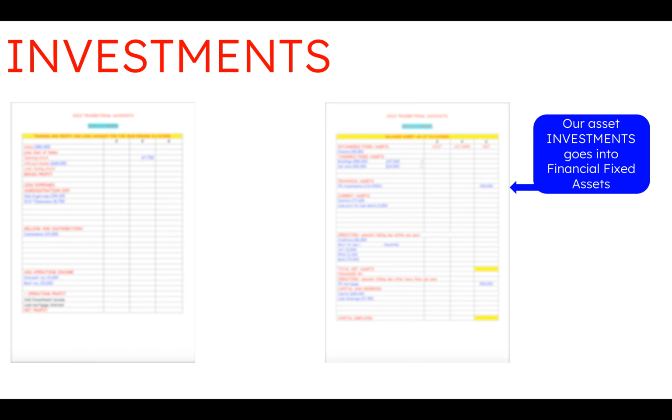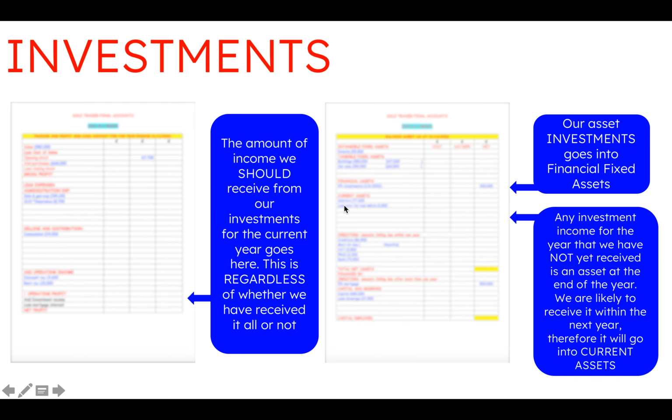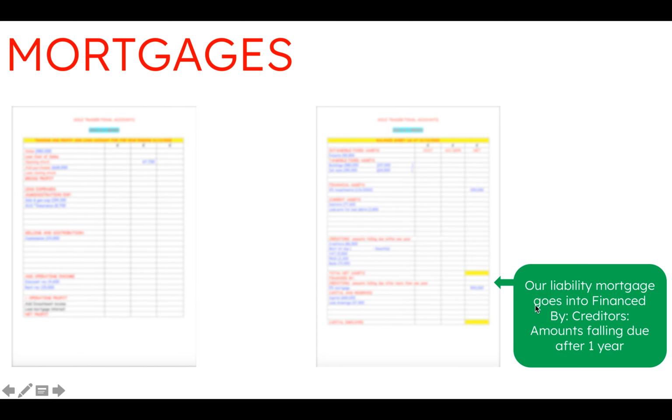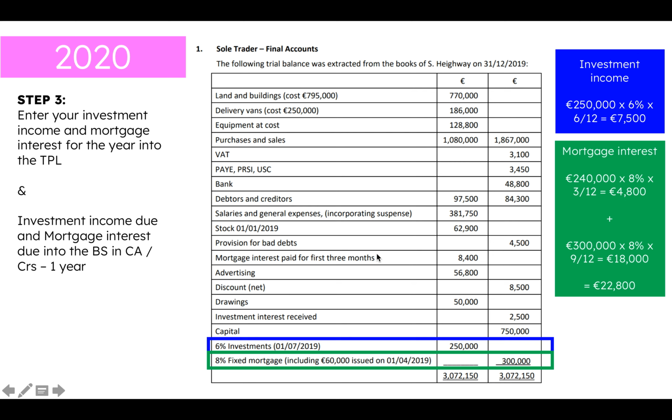So just to remind you, investments themselves go into the balance sheet. The amount of income we receive for the year should go into the TPL there. And then any investment income that we have not received at the end of the year will go here in the current asset. So anything we have not received. Then with our mortgages, our liability mortgage goes here in the finance by. The mortgage interest for the year will go in the TPL. Okay, and then any amount that we have not yet paid will go in mortgage interest due there.